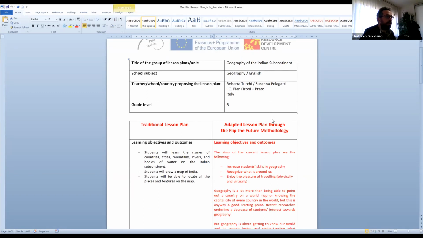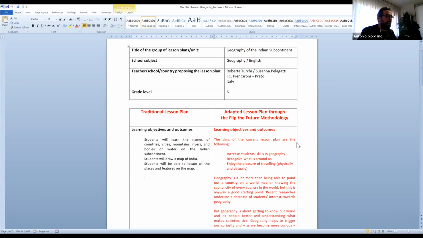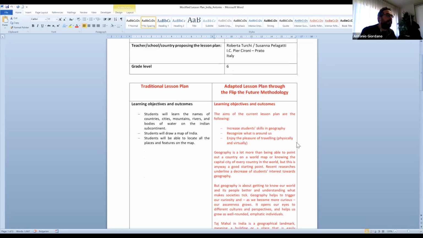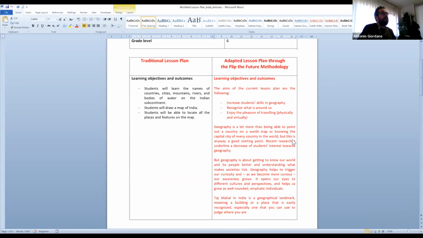Within my personal suggestion about this lesson plan, I just modified the aims of the lesson, because in my opinion, a good solution would be to focus on the following aims for the lesson plan about India: increase student skills in geography, recognize what is around us, and enjoy the pleasure of traveling physically and virtually. Geography is a lot more than being able to point out a country on a world map or knowing the capital city of every country in the world. But this is anyway a good starting point.